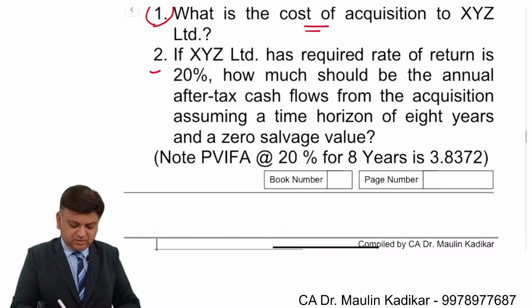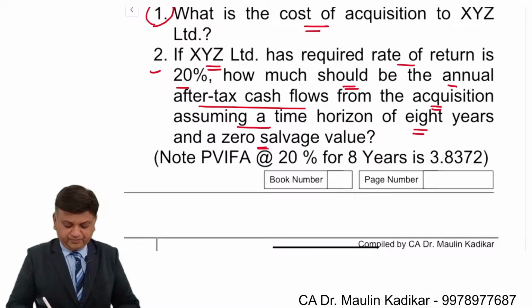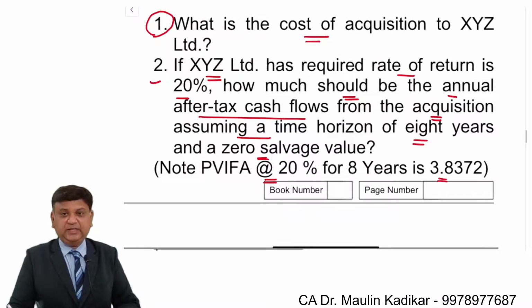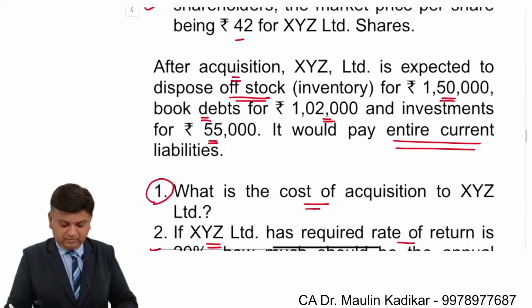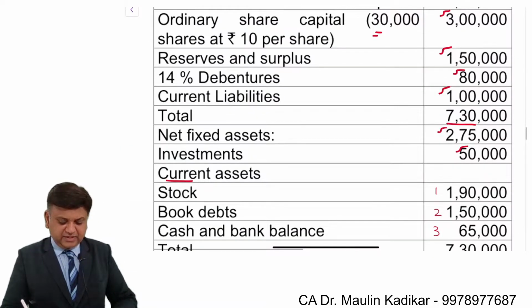Second part of the question: if XYZ Limited requires a return of 20%, how much should be the annual after-tax cash inflow from the acquisition, assuming a time horizon of 8 years and zero salvage value? PVIF at 20% for 8 years is 3.837. I request all of you to go through the question and then we'll have the discussion of the answer.